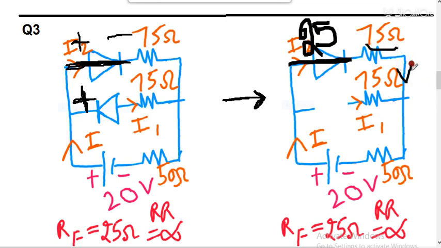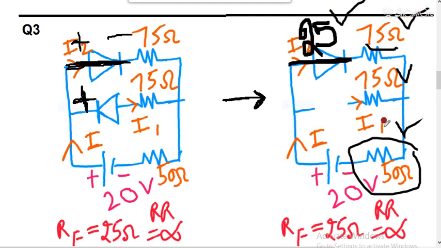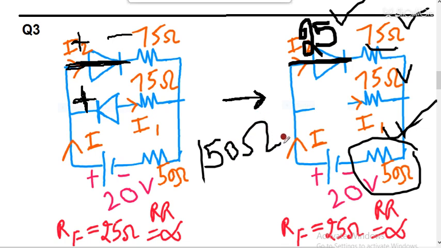Again this current is flowing, so current is not divided, that means this 50 is also in series with this one. So here resistances 25, 75 and 50 are in series, so the total resistance is now 25 plus 75 plus 50, so 150 ohm is the total resistance. Now students, we have the battery of 20 volt, so we can easily find the total current.